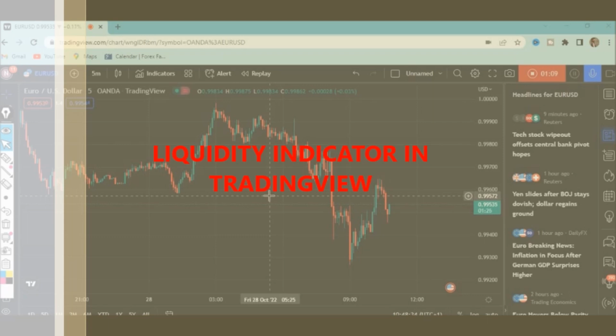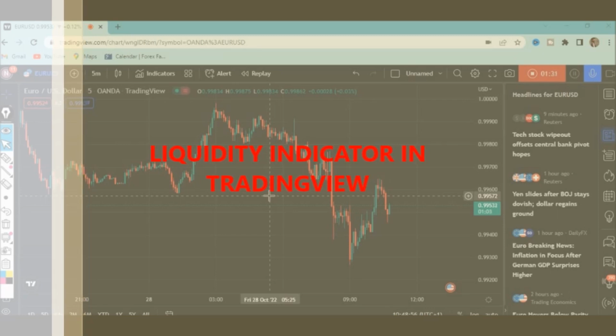But we have a problem in identifying liquidity. This happens to all of us: what you're taught and what you see on charts tend to be different. But I am here to show you an indicator that shows you liquidity. It shows you the high liquidity in the market, so you'll be able to execute your orders perfectly.